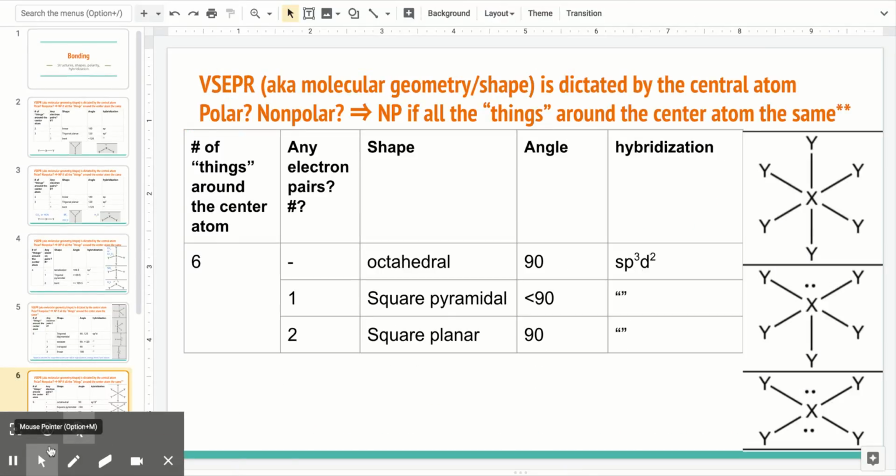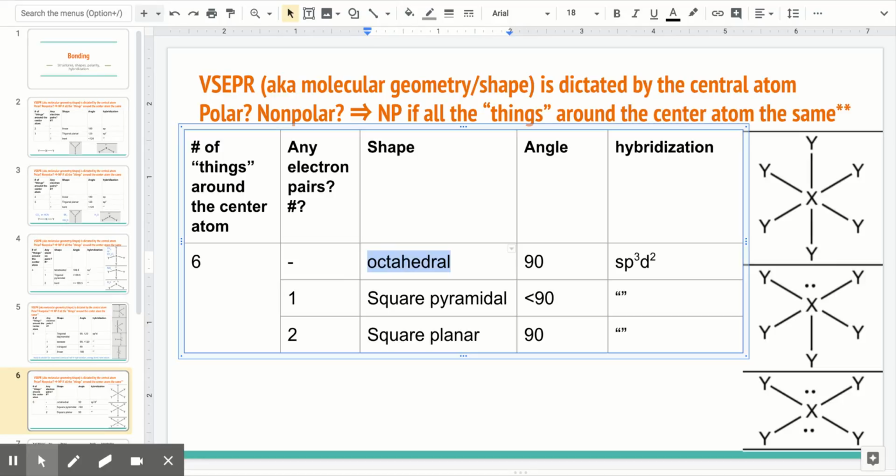Okay, let's look at the last one that you have to commit to memory for the AP exam. And that is these 3 versions of having 6 things around the center atom. So the base geometry is called octahedral. You kind of have a square around the center in a plane, and then up and down 2 other elements. So all of these angles are 90 degrees.